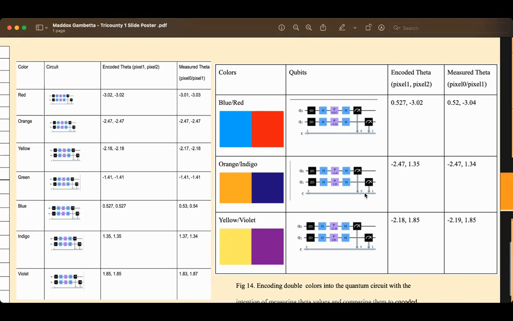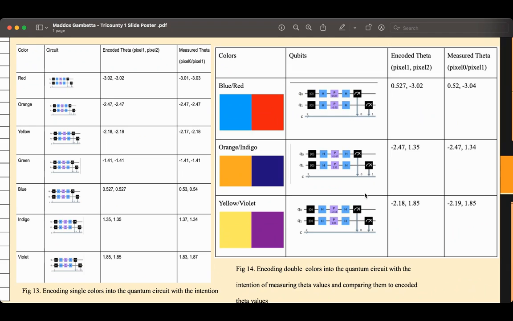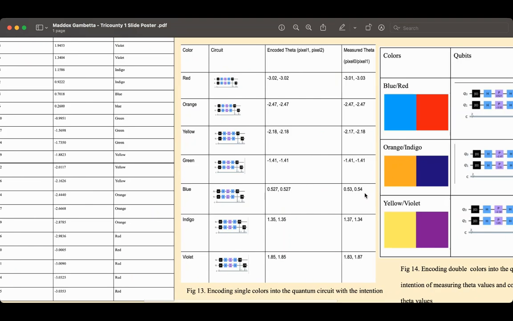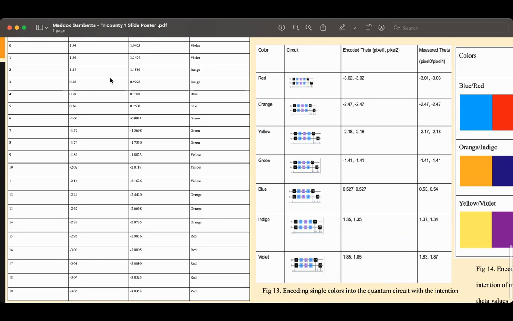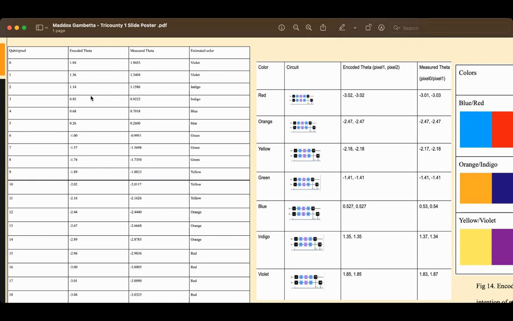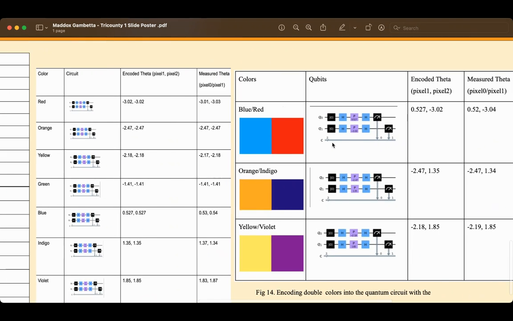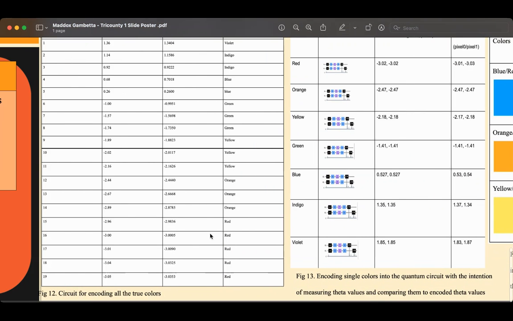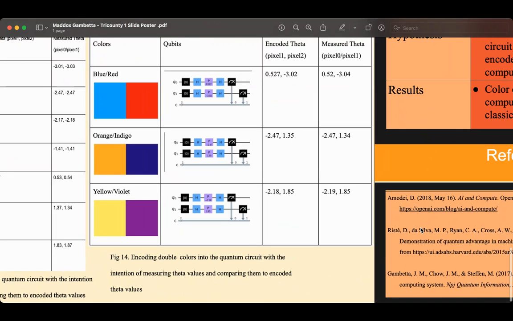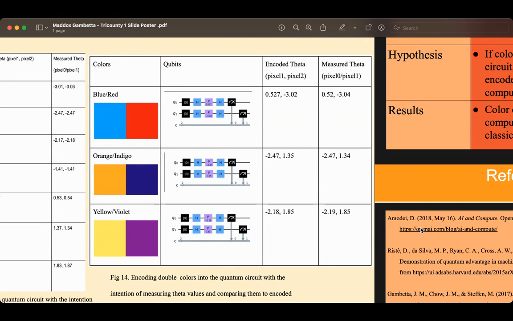The next table is encoding the double colors in the quantum circuit. Here you can see that both sides have a different theta value, meaning that both sides are a different color. And yet again, if you were to go over here and look at 0.527, you could see that it is most likely in the blue range, while negative 3.02 is most likely, yet again, in the red range. And again, as you can see, there was nearly a 0.30% error on this data, showing yet again that color encoding on a quantum computer is highly efficient.